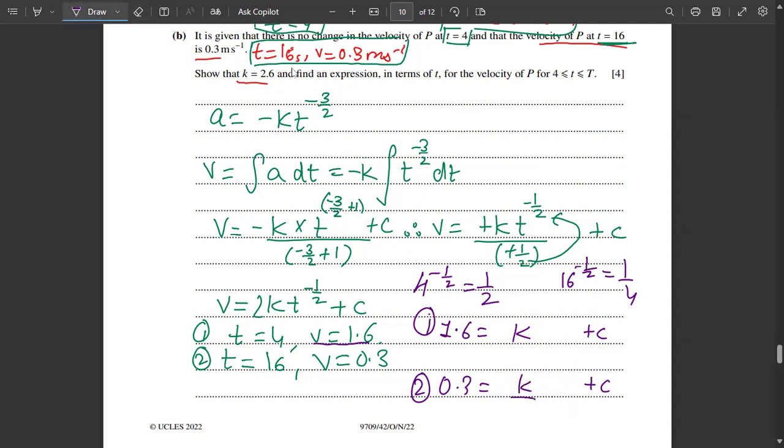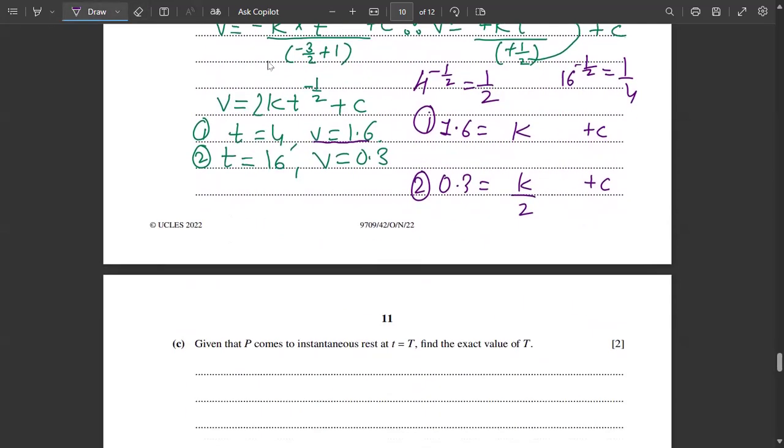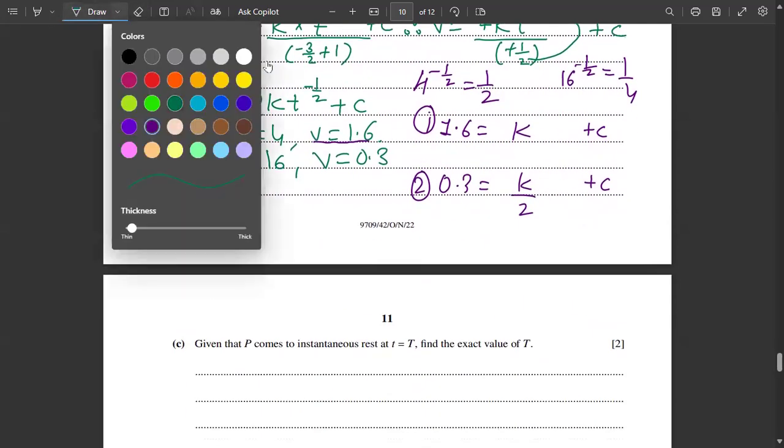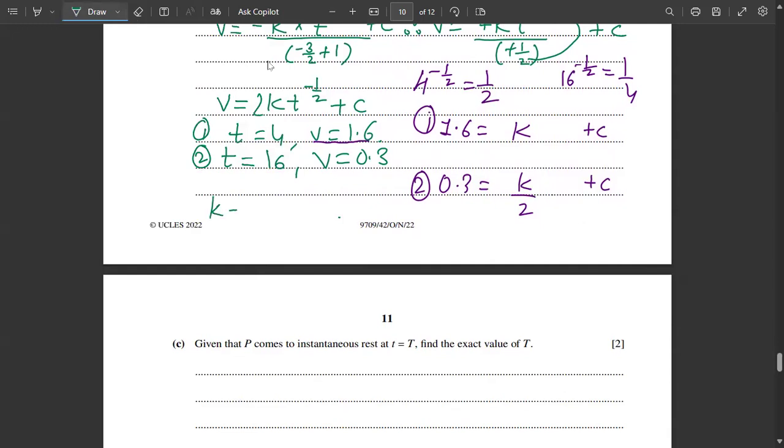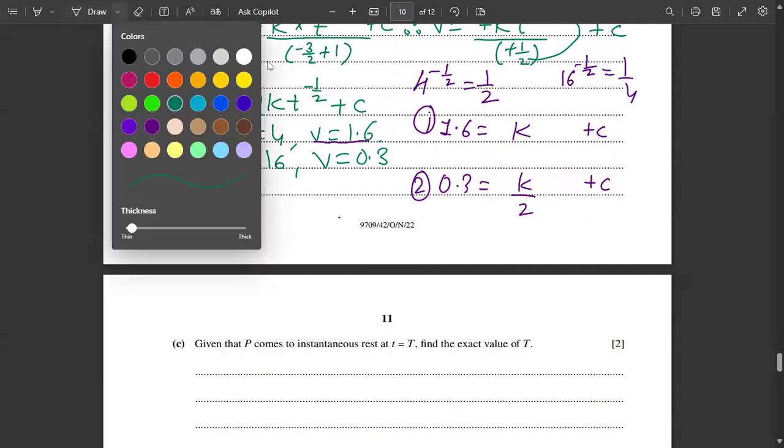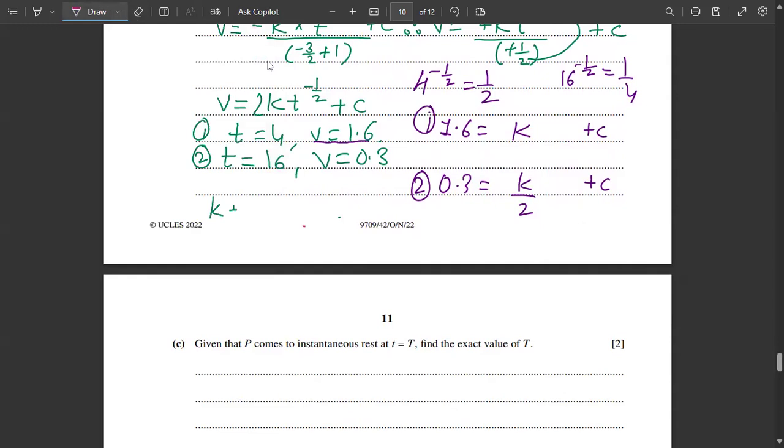So now I have two equations. And if you realize, these are simultaneous equations, so let me rewrite it. k plus c equals 1.6. k upon 2, which is 0.5k, so 0.5k plus c is 0.3.